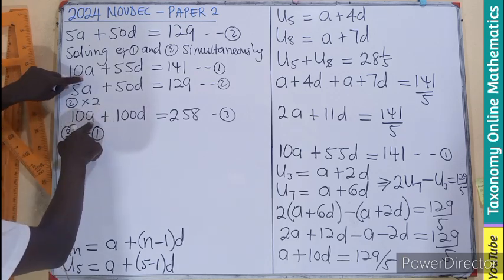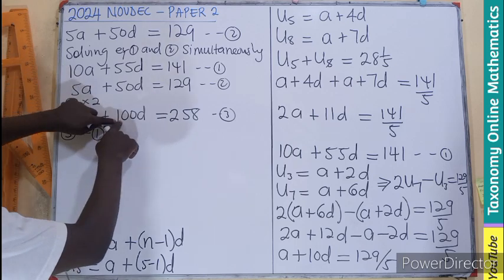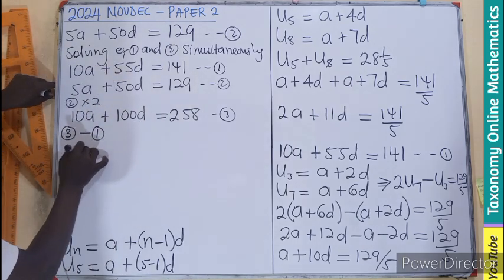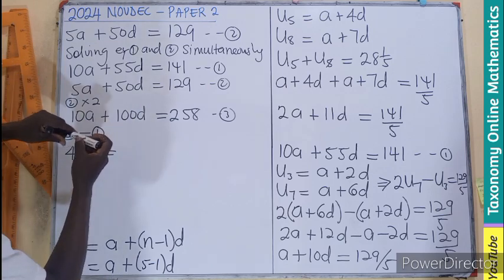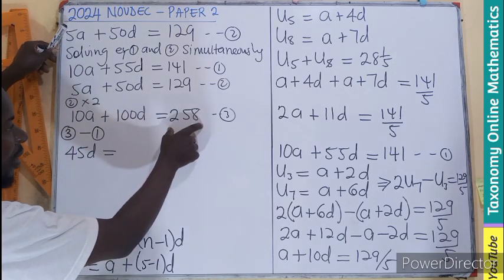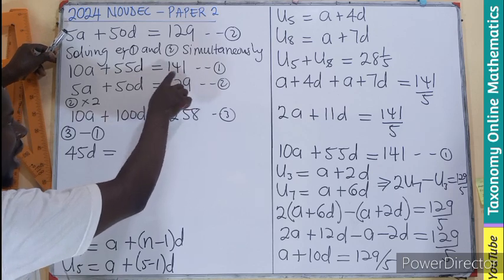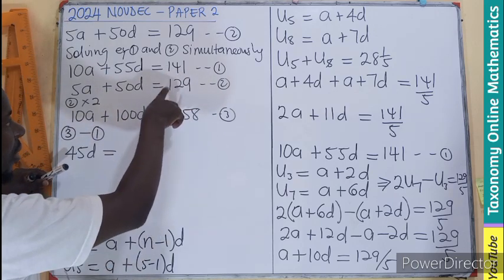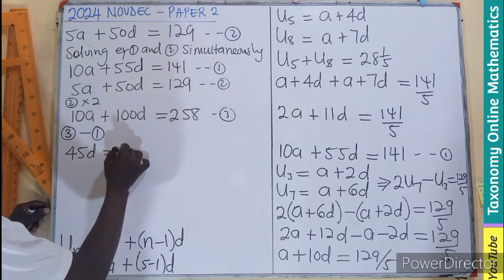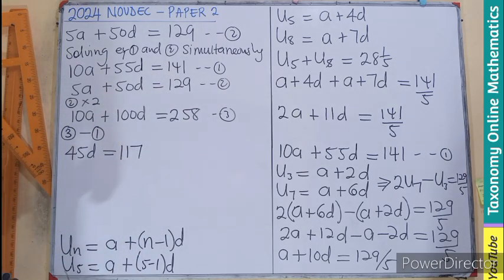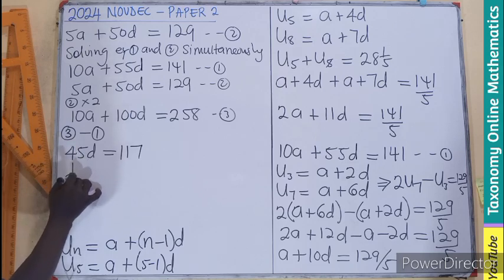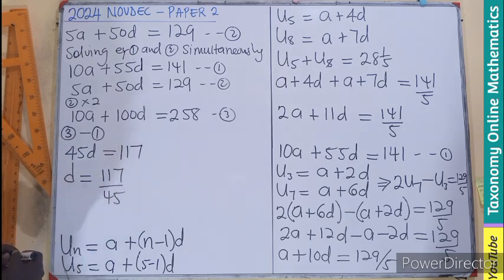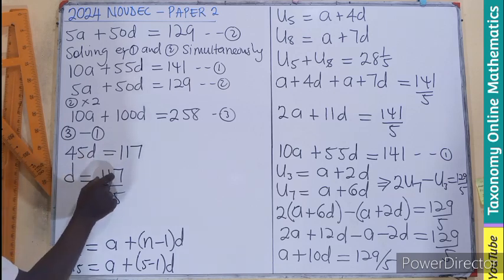So 10A minus A, that should be 0. 100D minus 55D, I guess that will be 45D. Then we are having 258 minus 141. 7 here, 1 here, 1 here. So I'll have 117. But what am I looking for? D. So D will be equals to 117 divided by what? 45. But I can see that 9 can go here.